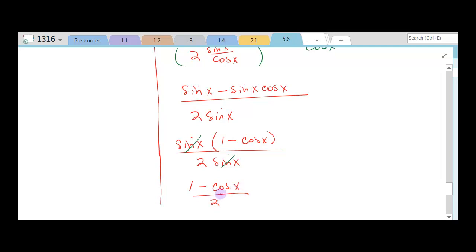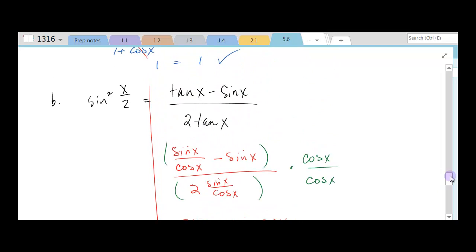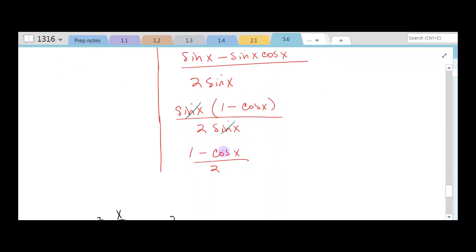So if you stop right here and you don't know where to go, go back to what we're trying to turn this into. I'm going to go back up here to the top. I recognize that although sine is squared, it's still a half angle identity. The half angle identity for sine looks like 1 minus the cosine of x divided by 2, all under a radical. And just so that I can remind you, that's pretty close to what we have on the right hand side.